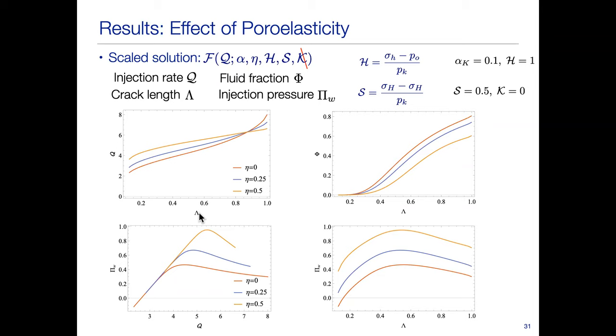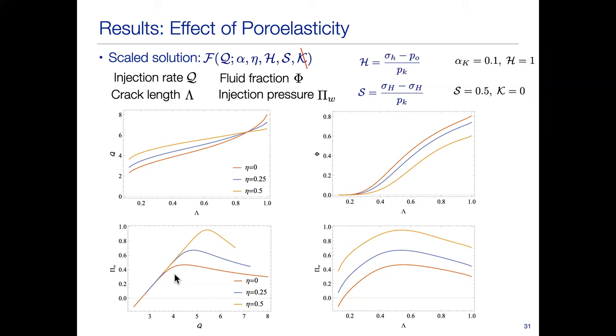Okay, again here you see the fluid fraction as a function of the crack length, now starting from zero. So again we have radial flow here, and as the crack length is increasing, the aperture is increasing, and therefore more flow is deviated towards the crack.